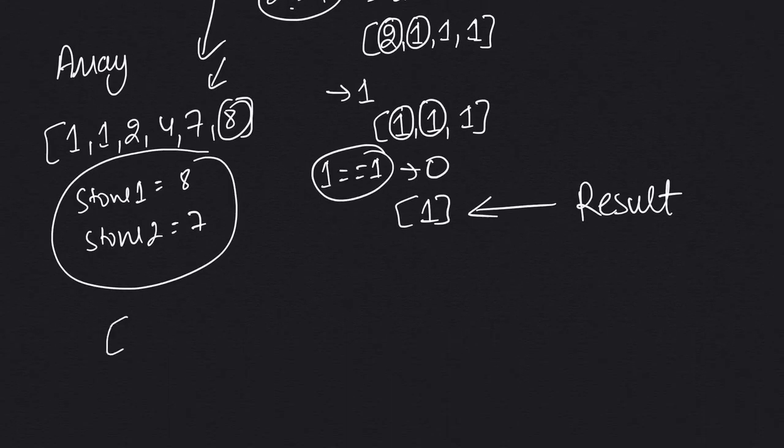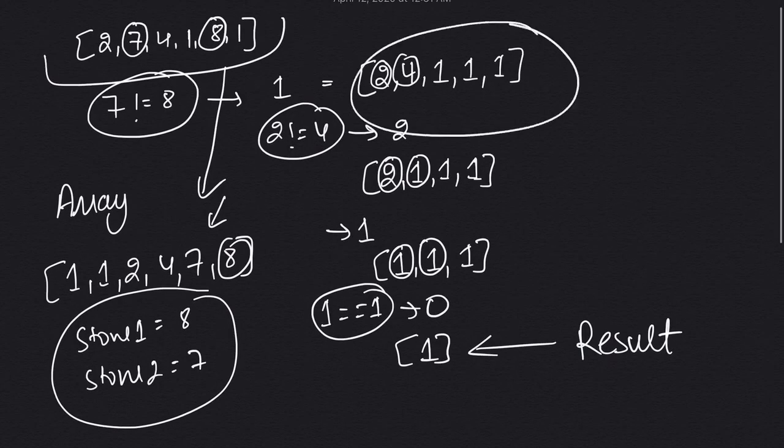So again it will come to this point. We will keep taking out the two highest stones and I will keep taking out the difference of them and we will keep putting them back to the array. And at the end, if we are left with something in the array, we will return it, otherwise we will return 0. So this was the first way. Let's look at the second way.